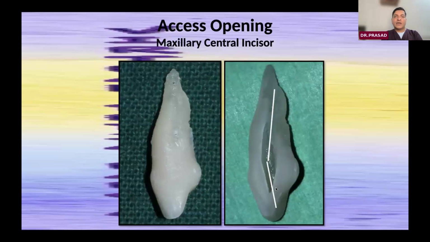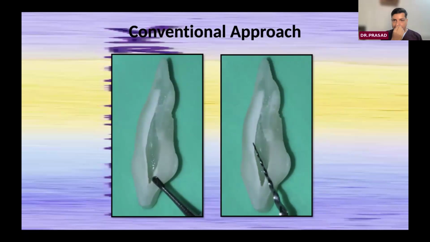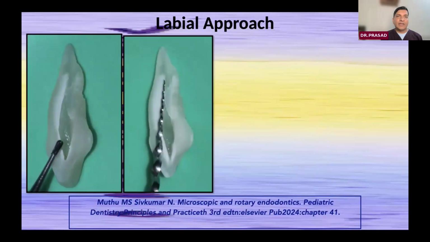And if you see the crown and the root, they are at an angle. They are not in a straight line. So what happens is that if you take a conventional access, if you take a palatal access, and you use the rotary file, it is going to cause labial perforation or stripping. That's why the labial approach is recommended. And this is given in Dr. Muthu and Dr. Shivkumar's Pediatric Dentistry Principles and Practice, 3rd edition, in chapter 41.